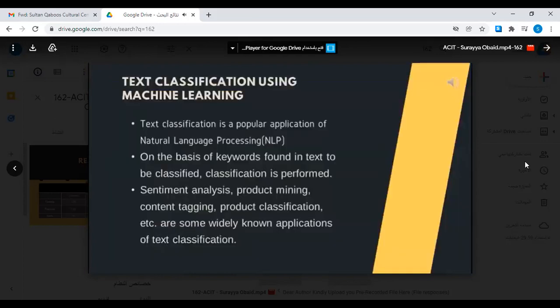So what is the solution? Text classification is a very popular application of machine learning that is basically done on the principles of natural language processing. It's a simple mechanism. It extracts keywords from the text to be classified and discards all unnecessary components of the text. On the basis of extracted keywords, classification is done. Text classification is beneficial in several scenarios such as sentiment analysis over user feedback or opinions, and content or product tagging, etc.